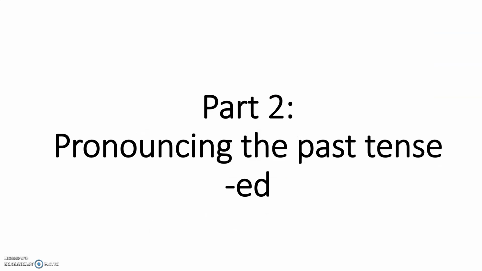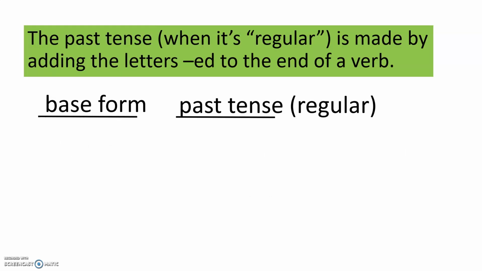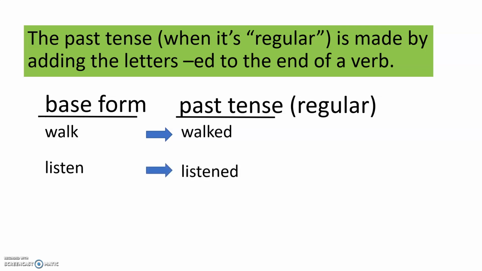Now let's go to pronouncing the past tense ed. So the past tense, when it's regular, is made by adding the letters ed to the end of a verb. Here's just a few examples. I can take the base form of walk, and when I make the past tense, it turns into walked. When I have the base form listen, to make the past tense, it becomes listened. Or want becomes wanted in the past tense. So that part is easy to spell. You just put the letters E and D.